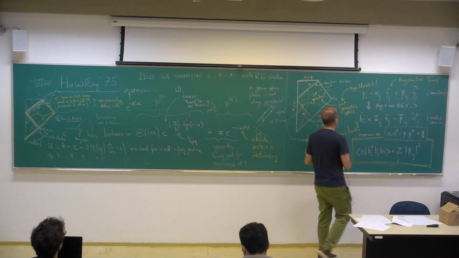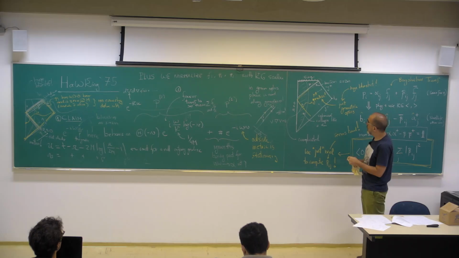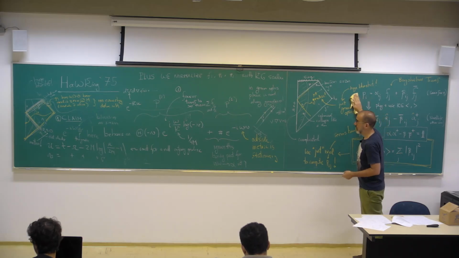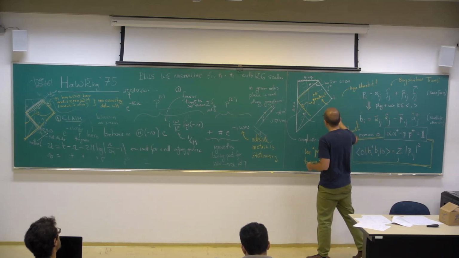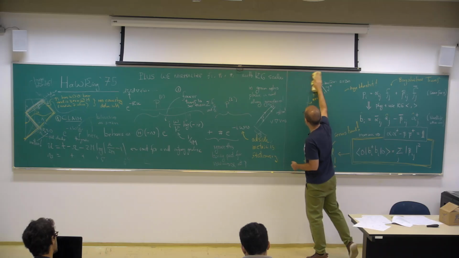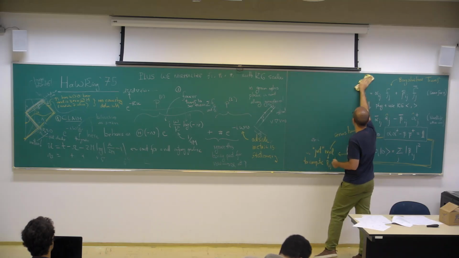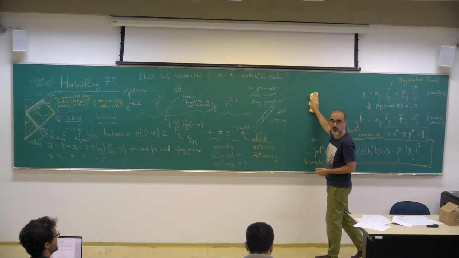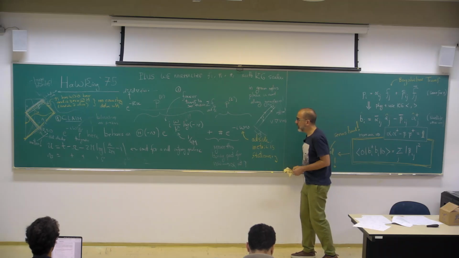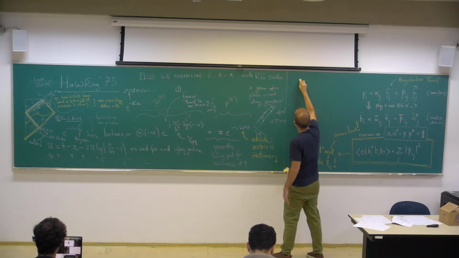Okay, good. So now we can Fourier transform. What time is it? 12. Sorry? 7 past 12. 7 past 12, okay.